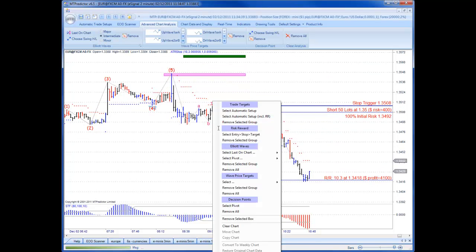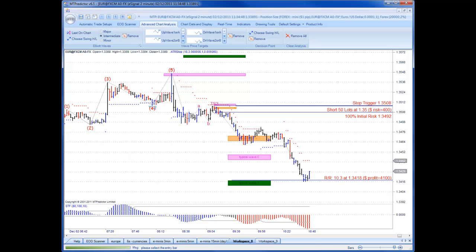So I'll just put that analysis on again. So I dragged that with my mouse incorrectly. Sorry about that. There we go. So here we're assuming that we're going to get down to this target, and that's exactly what it did. Hit the target there for a plus 10.3R profit. So a great result there.